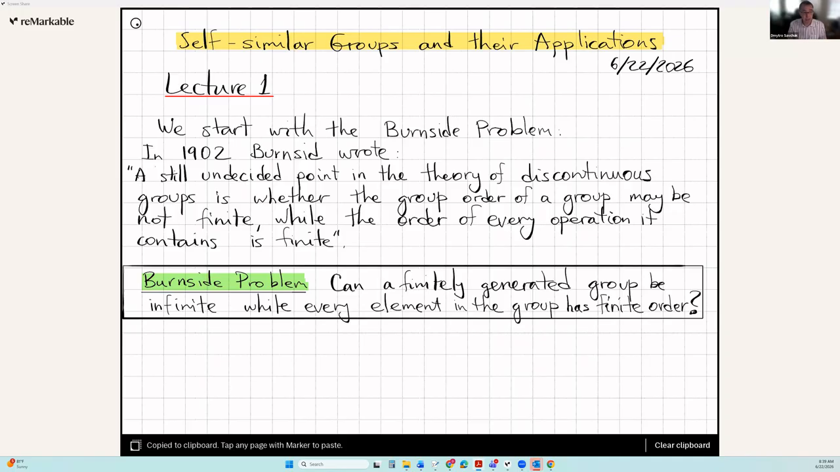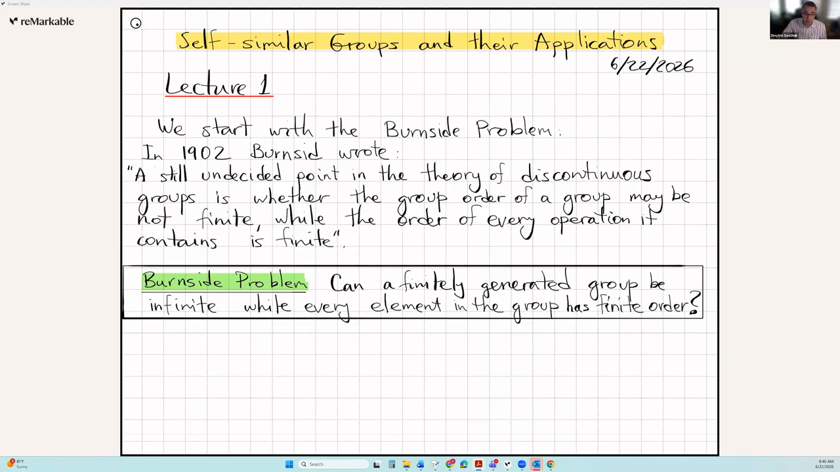And so William Burnside asked in 1902: a still undecided point in the theory of discontinuous groups is whether the order of a group may be not finite, while the order of every operation it contains is finite. If we translate it to modern terms, that's what is known as the Burnside problem. Can a finitely generated group be infinite, while every element in the group has finite order? That problem stayed open for 62 years until it was finally solved by Golod and Shafarevich.